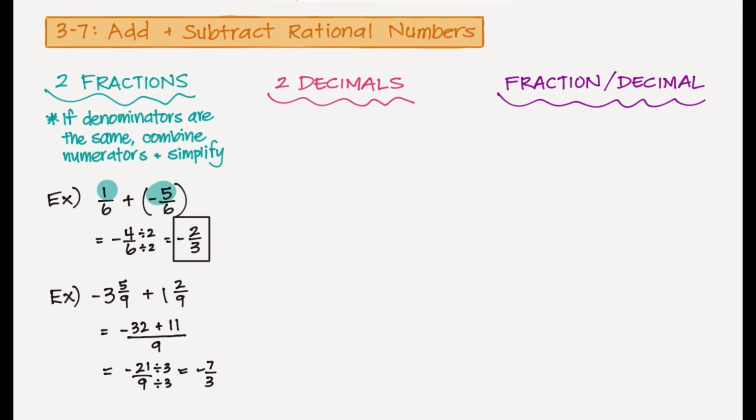To finalize my answer, I'm going to rewrite that as a mixed number. And I'm going to divide 3 into 7, which is 2, and I'm left with 1 as my remainder. So my final answer is negative 2 1/3.